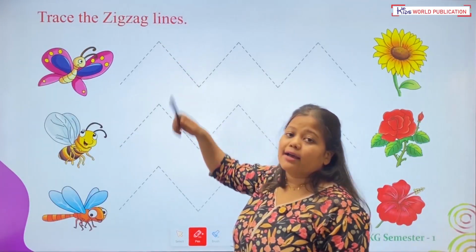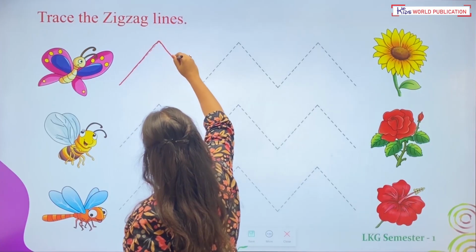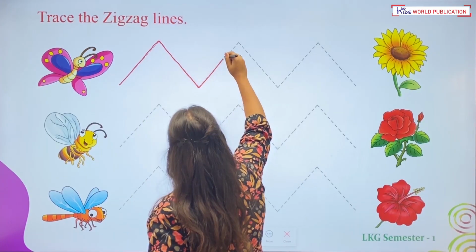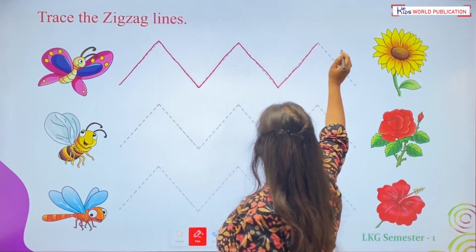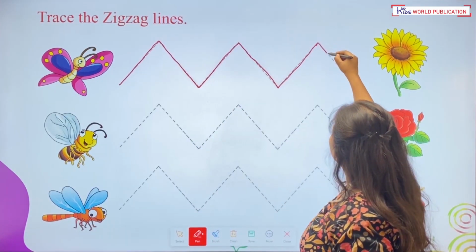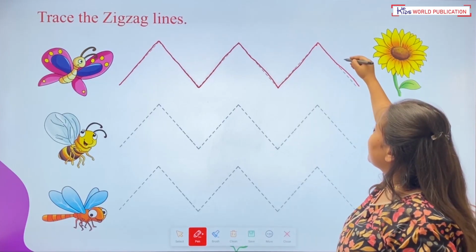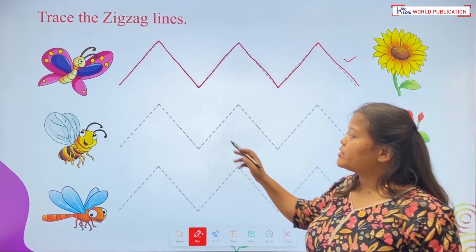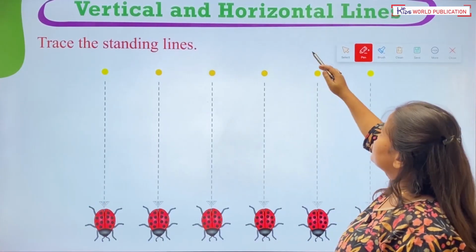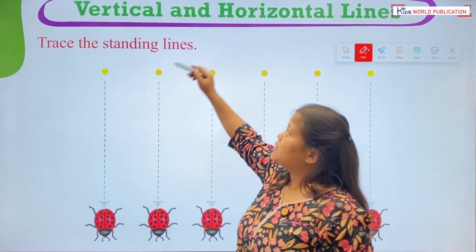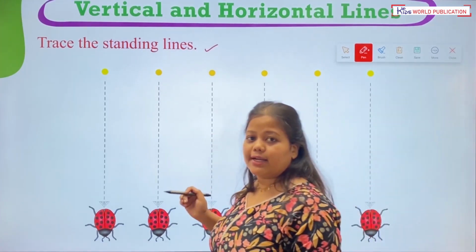Trace the zigzag lines. So kids, this is how the zigzag line looks alike. You will trace the rest of the lines and complete them. Vertical and horizontal lines. Trace the standing lines. So kids, these are the standing lines. Let's trace them.